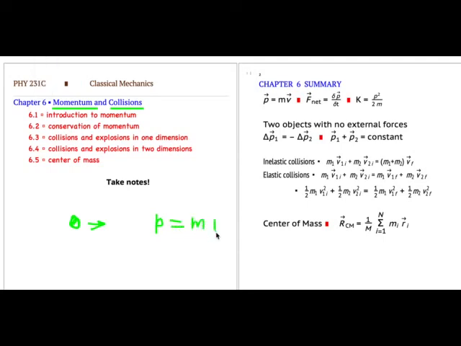Now remember, velocity is a vector. So velocity has a direction. Mass is a scalar. Mass is just a single number. So momentum will be a vector. That's the momentum of, let's say, a large object moving with a small velocity.